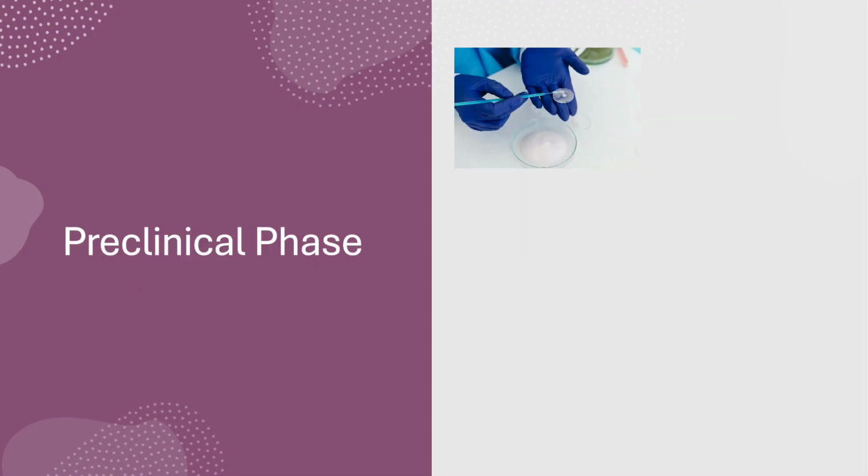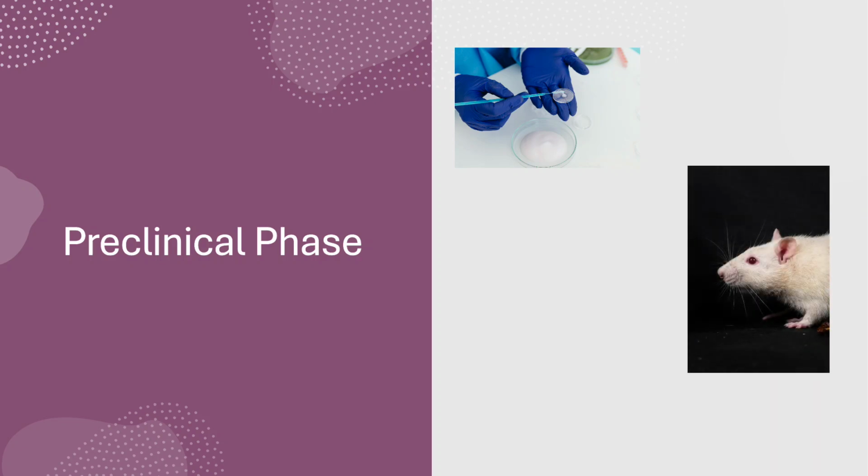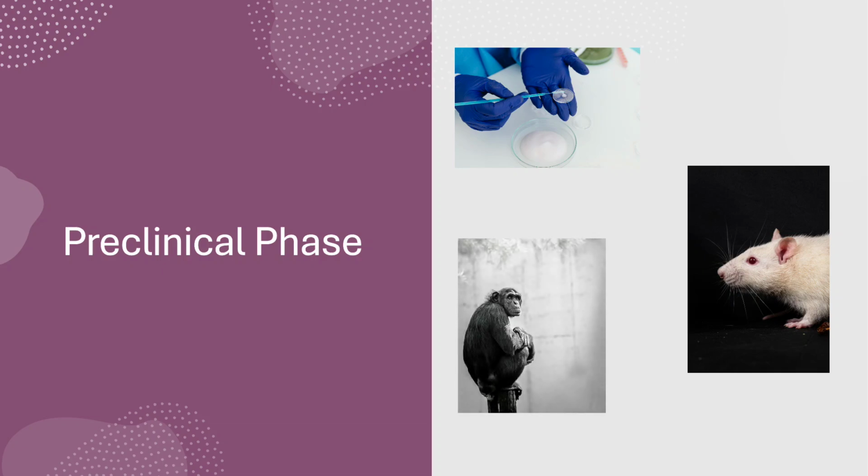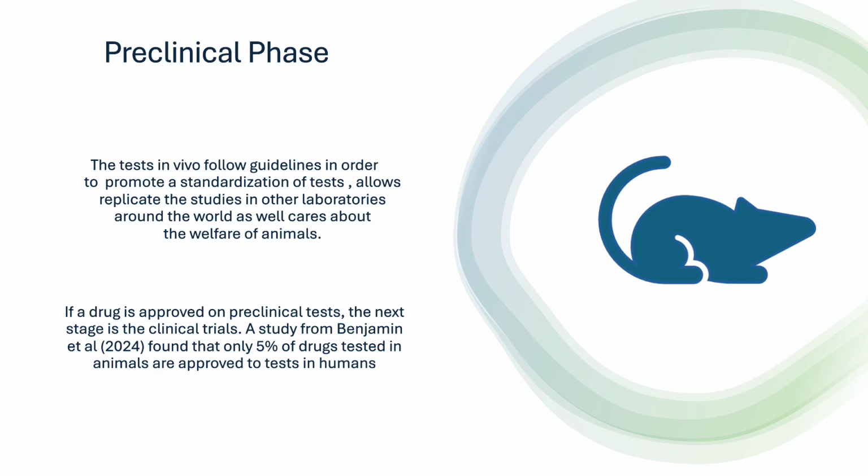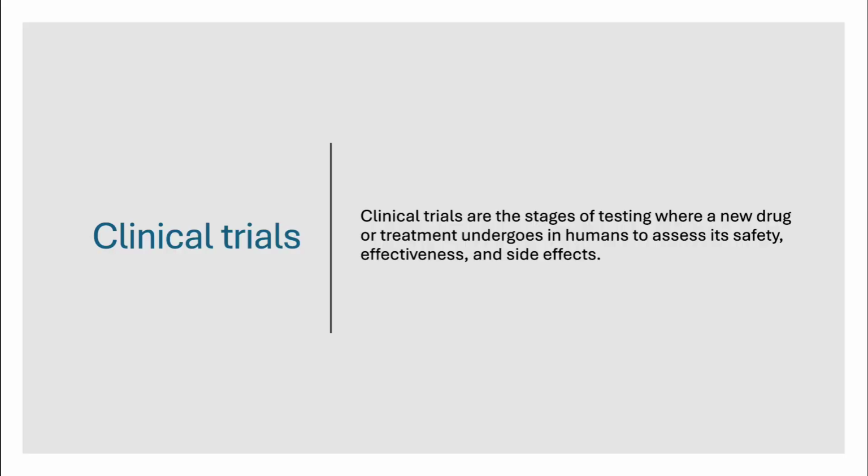In summary, a drug is tested in a cell culture, then in small animals, and subsequently the same drug will be tested on larger animals, which are evolutionarily closer to humans. If a drug is approved in preclinical tests, the next stage is the clinical trials. A study found that only 5% of drugs tested in animals are approved to be tested in humans.